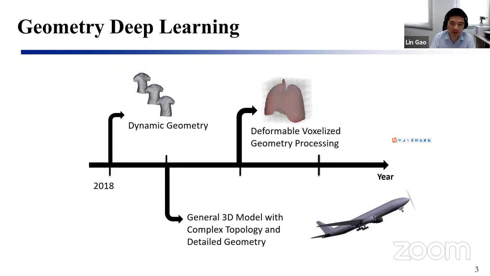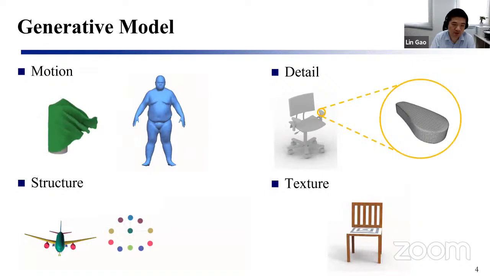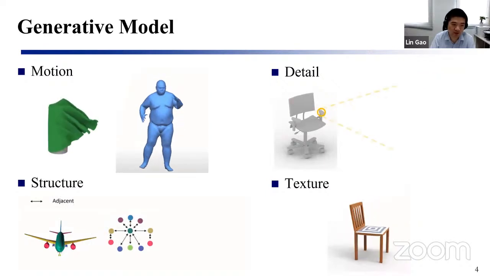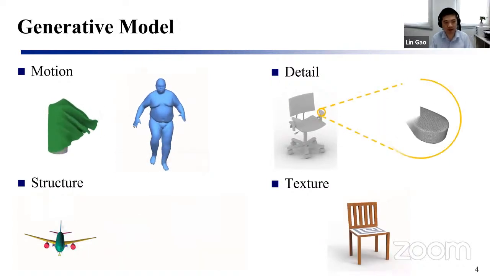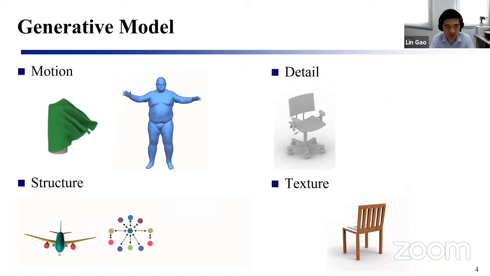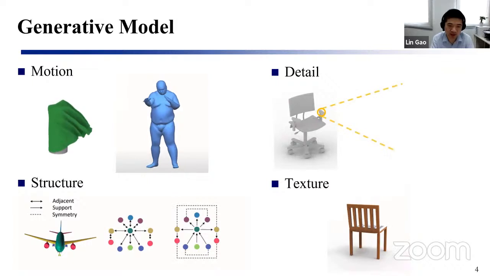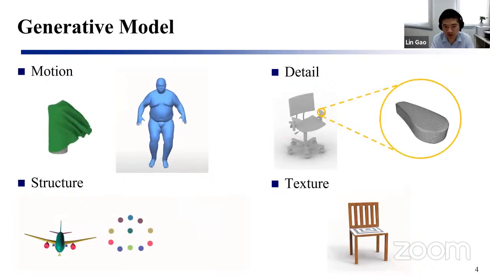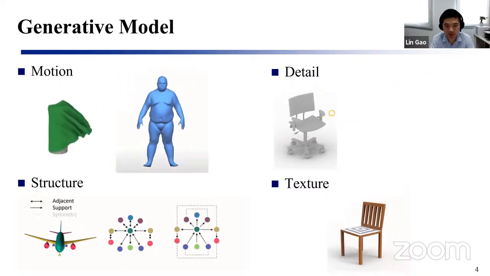If we look at the properties of the 3D model, they can be disentangled. Look at mesh models: they usually have complex motions, such as humans and clothes. There is complex motion behind the 3D model, and it bends the physical rules. Also, the 3D model has very detailed geometry, and the geometry details are very important.